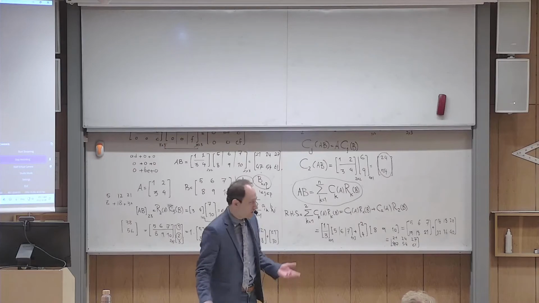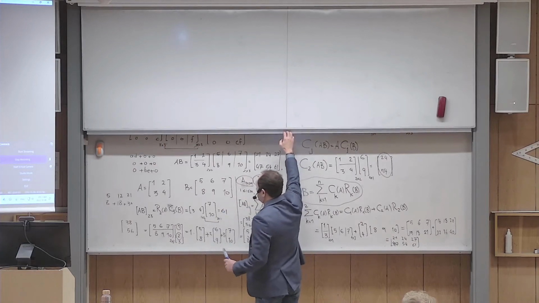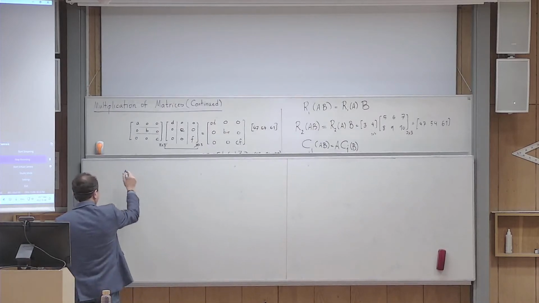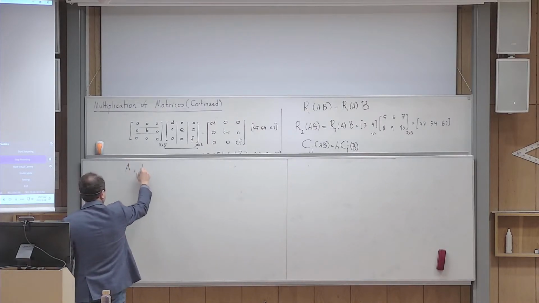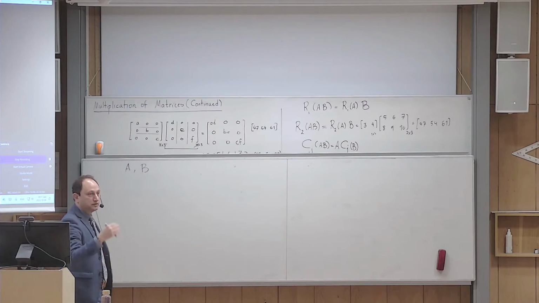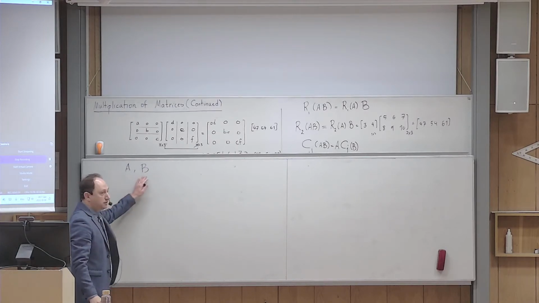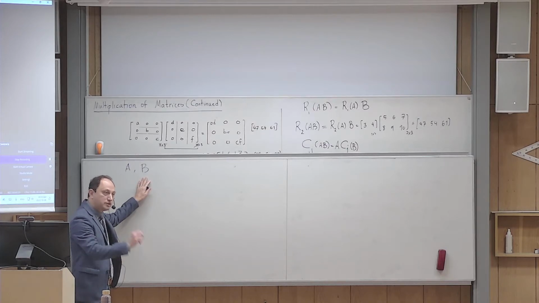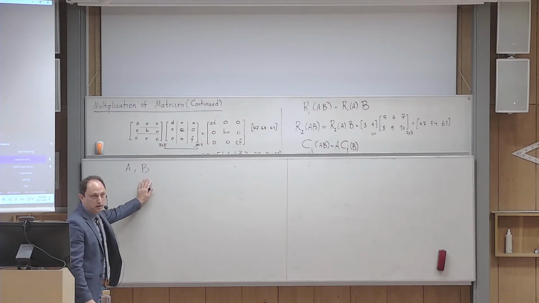So the point is this. My question for you is this. This question is telling you that if someone tells you that A and B are commuting matrices, then you can yourself understand that these two matrices have to be square matrices, and they have to be square matrices of the same order. Why is that?